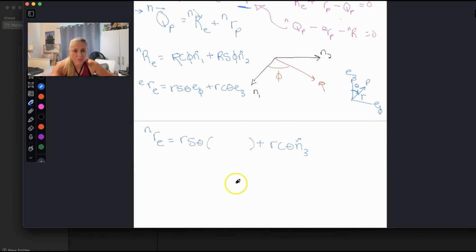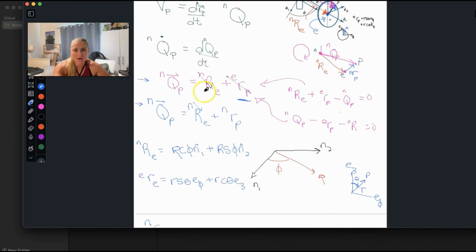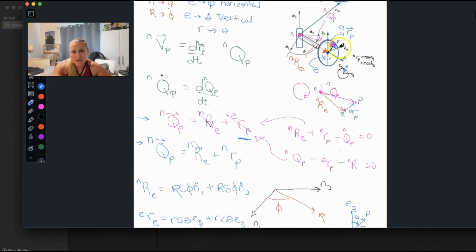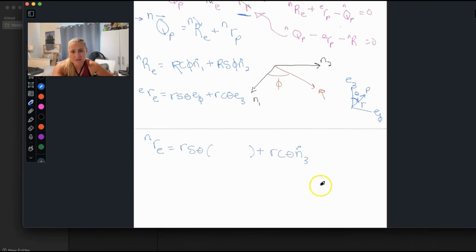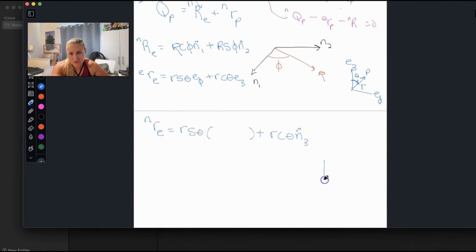Now this one's easy because that's just N3, but this one here, I am going to have to change that. So I can say that this is going to be, now it's going to be NRE equals r sine theta, I'm going to come back and represent that a different way, plus r cosine theta n3. So now I have to project this one, E phi. So E phi is going to lie between the n2 and negative n1 axes. So I'm just going to draw this here because take it out of like the most difficult mechanism, right? And then you can project it a little bit easier.